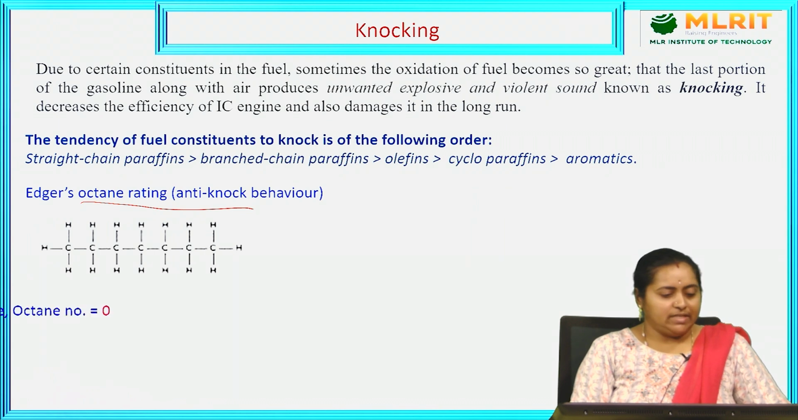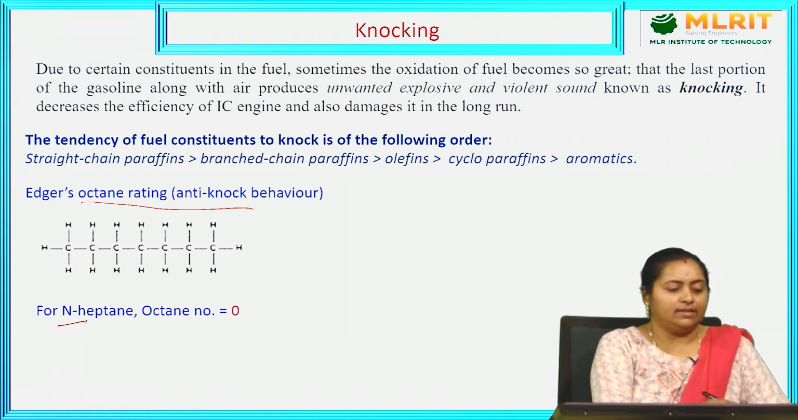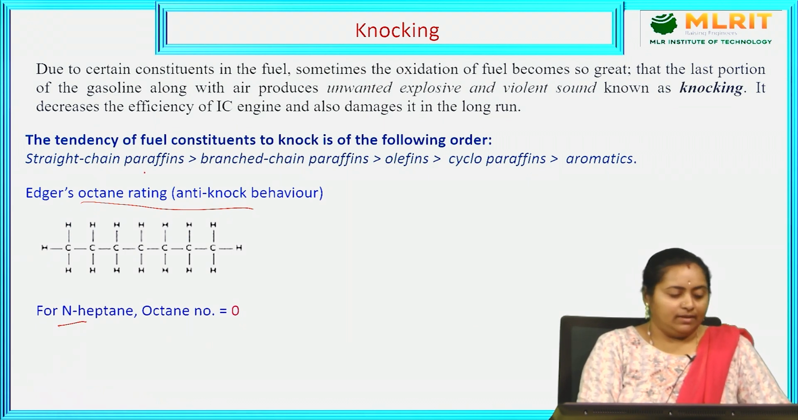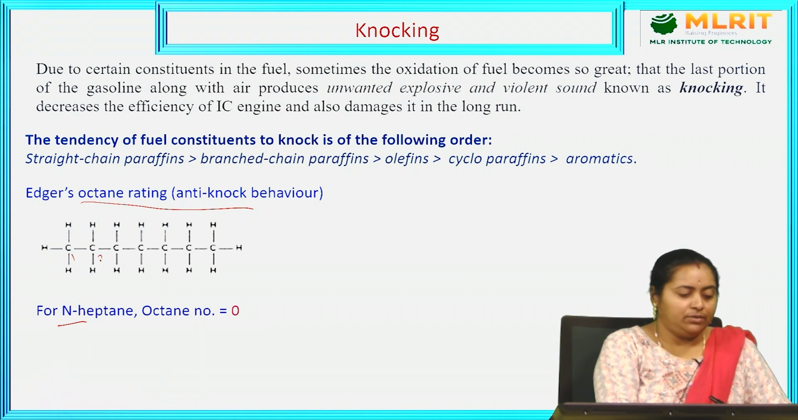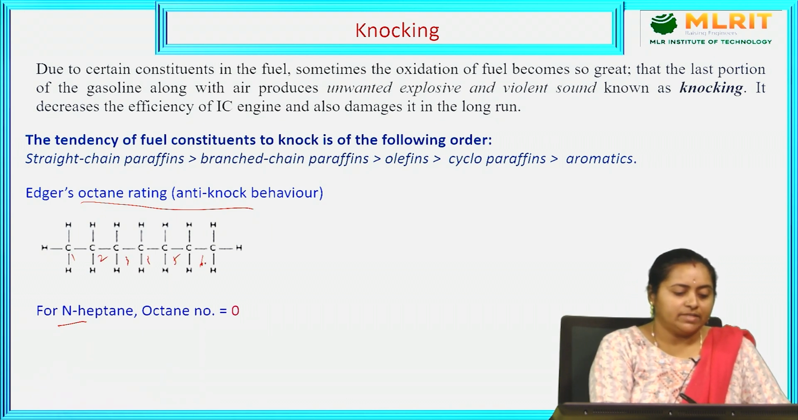So let us see two examples. One is N-heptane. N represents straight chain, that is, a straight chain paraffin. Heptane, hepta means 7, the presence of 7 carbons. If you notice, 1, 2, 3, 4, 5, 6, 7.